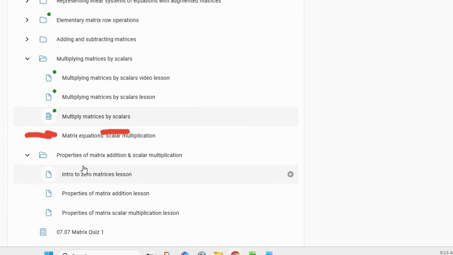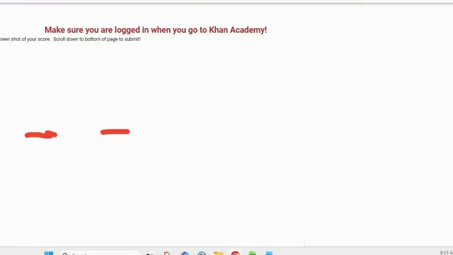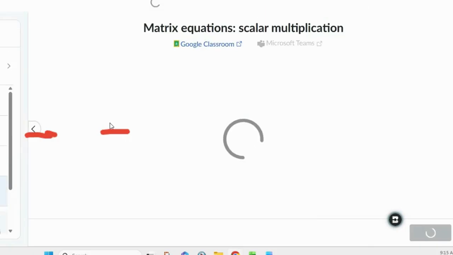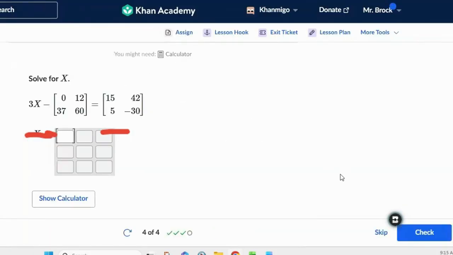Okay, this next one's a little different. You might think it's the same. It's like, oh, this again is scalar multiplication. But we're taking it up a notch. If you look at this, let's see what they're doing. Close that again. Oh, this was on 4 of 4. I didn't finish it last time. Look, I've already done 3 problems. We're going to do this last problem here.